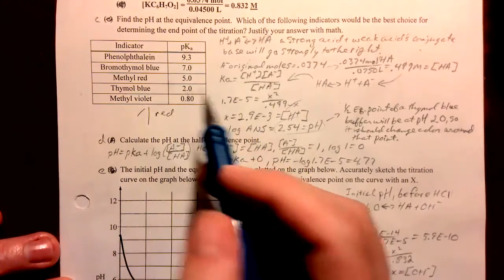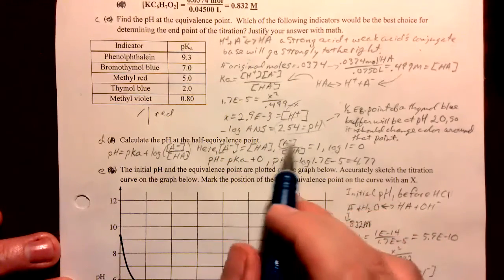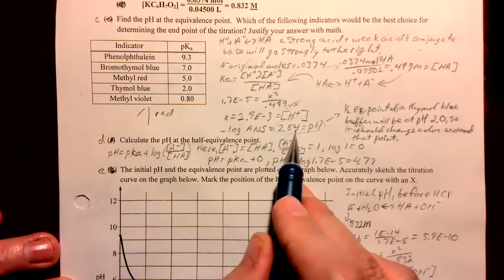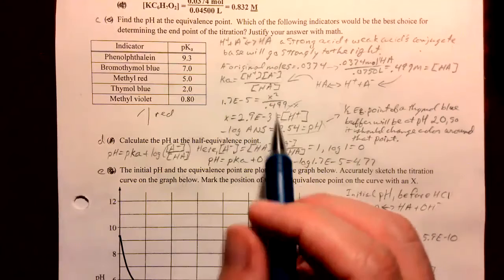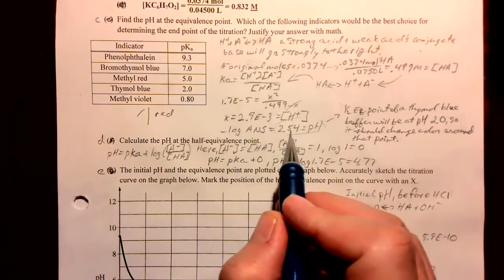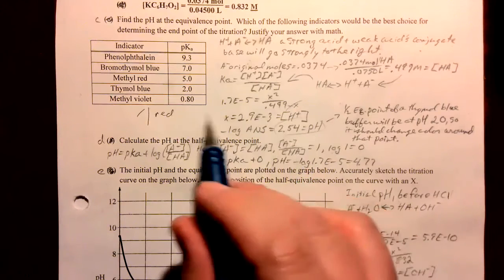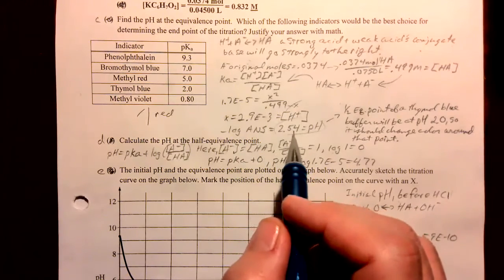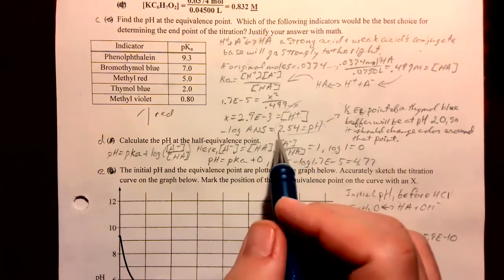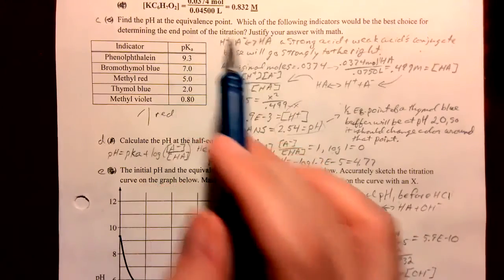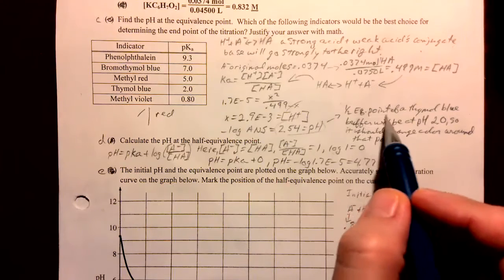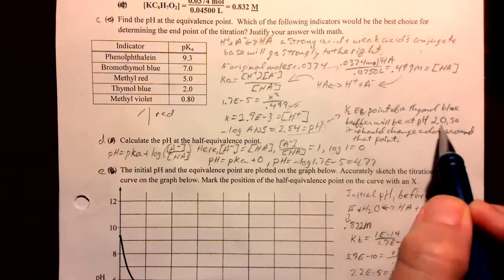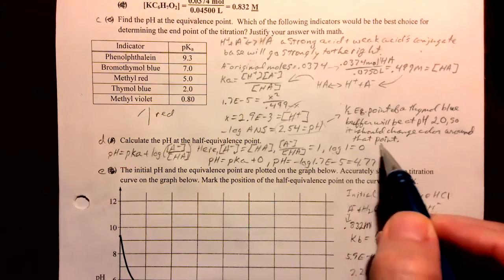Why did I pick that? Because I want the color change to happen at pH 2.54 or really close. So the color should change about pH 2, which is really close to this. And maybe I'll just make it a little bit more basic than that, so that the pH is really more like this than pH 2. But I have an indicator when I'm really close to this pH, which is the equivalence point, the end point of the titration. The half equivalence point of a thymol blue buffer will be at pH 2. So it should change color around that point.